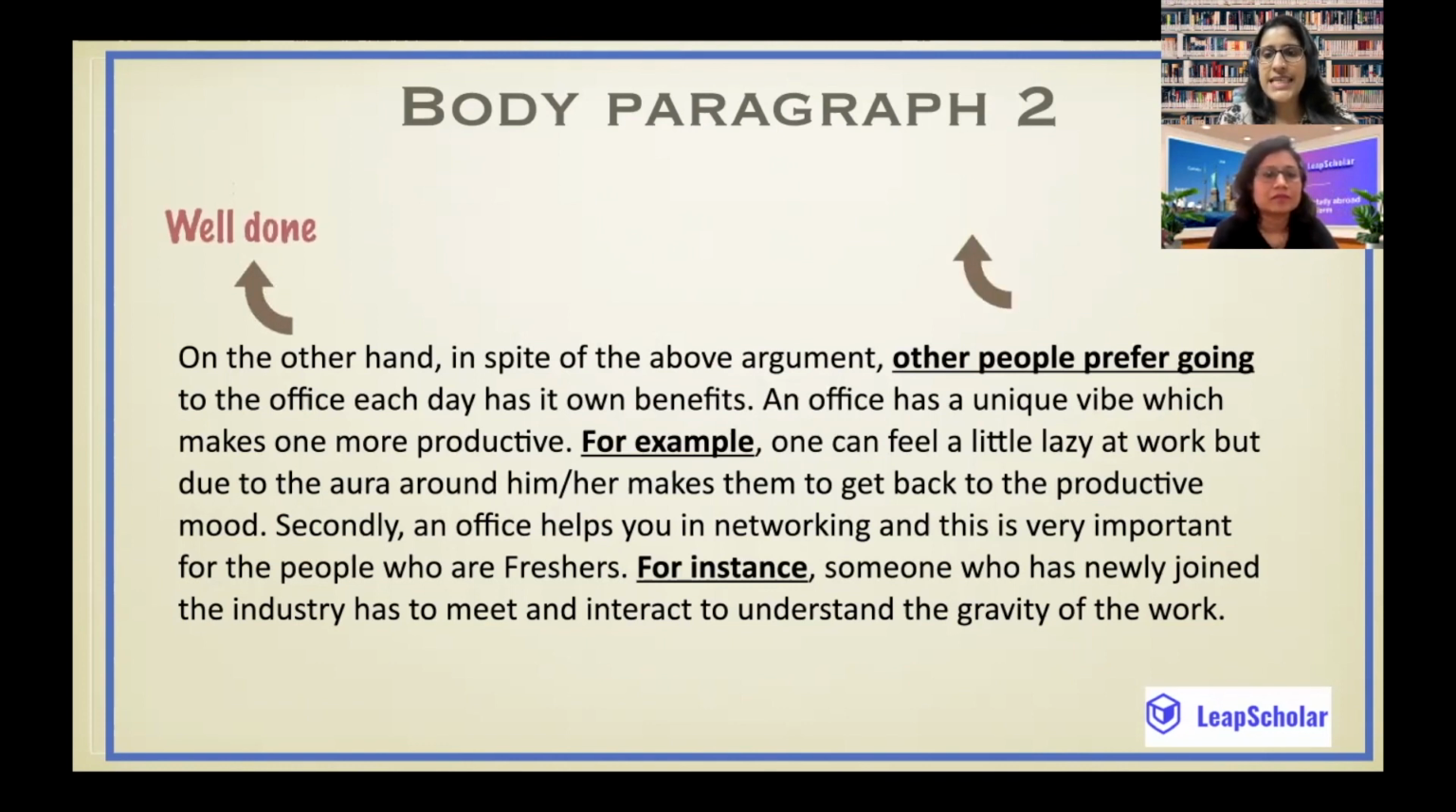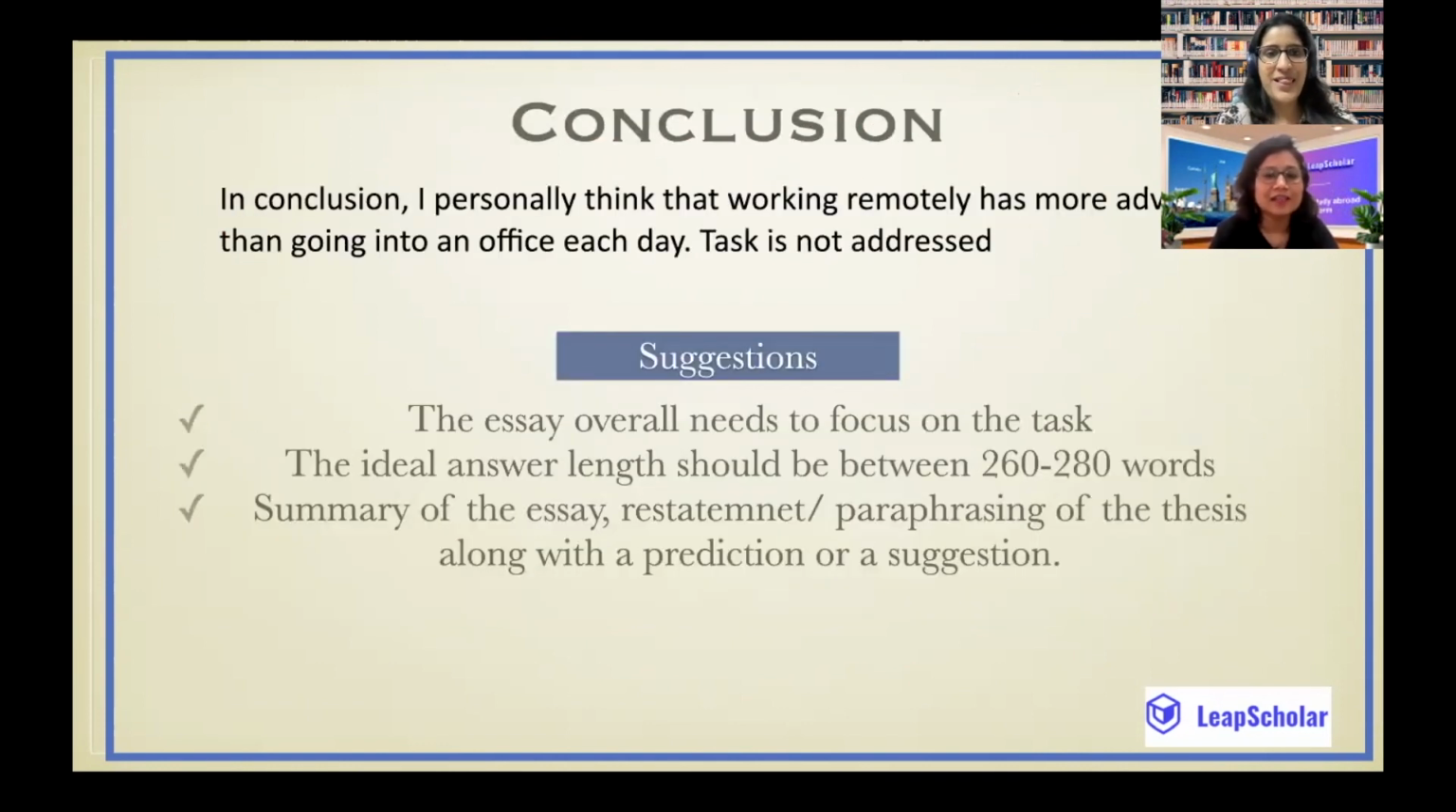Last but not least, we'll move to the conclusion. The student has written only one sentence as a conclusion, which is not a good way of concluding the essay. It sounds completely abrupt and incomplete. It says, in conclusion, I personally think that working remotely has more advantages than going into an office each day. Here he has addressed that it has more advantages towards the end, but then it has broken all the coherence. It should have started from the beginning, been followed through body paragraph 1 and body paragraph 2, and then concluded with the statement.